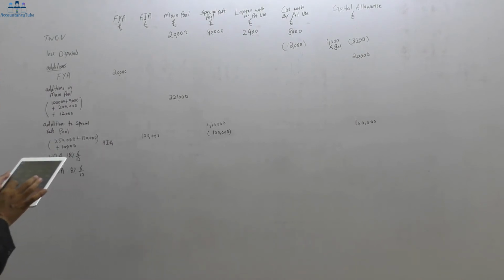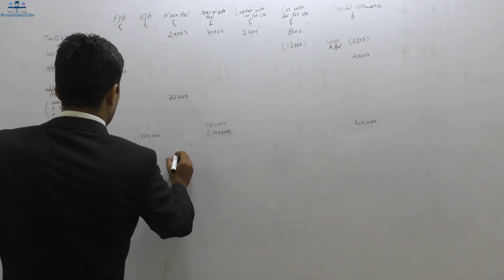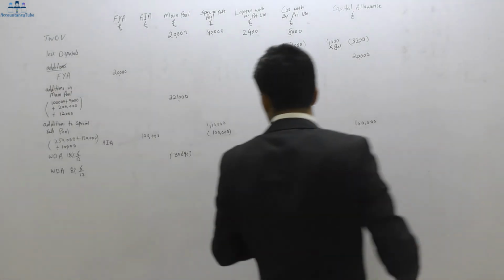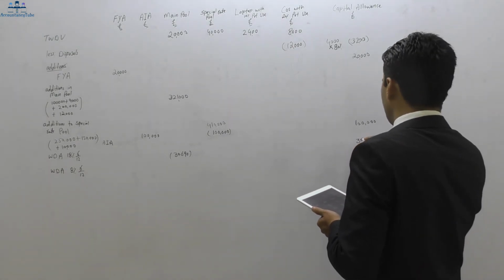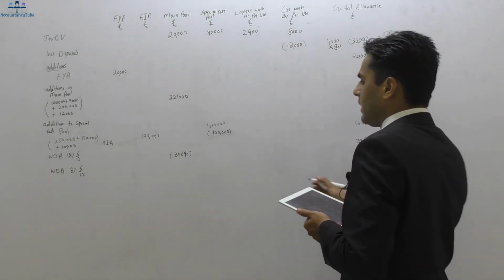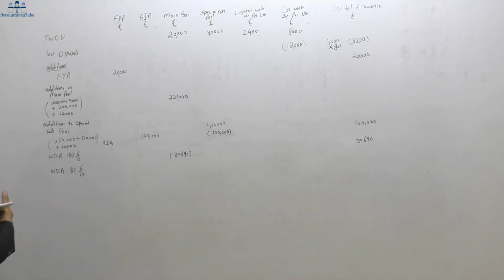So it is basically 341,000 times 9%. It is 30,690. It will be deducted from here, 30,690, and it will be added in our capital allowance. So 30,690. Likewise, 4% will be our writing down allowance in the special rate pool.